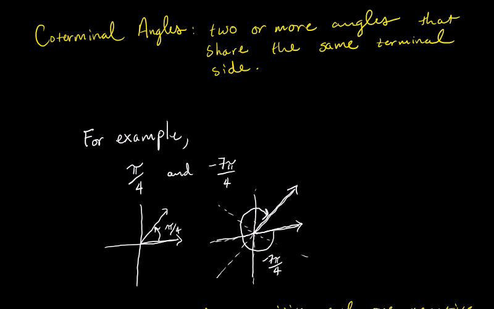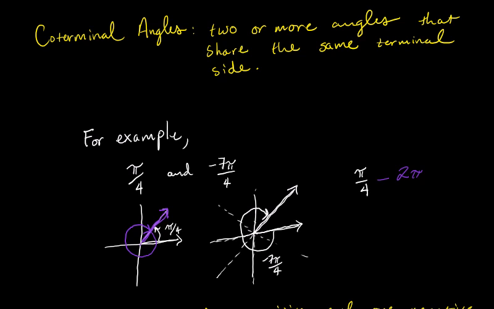And so if you think about, okay, what's the relationship once again? How could I go about finding one from the other? Let's just take a look at pi fourths. What if I started at pi fourths here, and then I went a full revolution in the other direction? Well, I would have to subtract 2 pi.